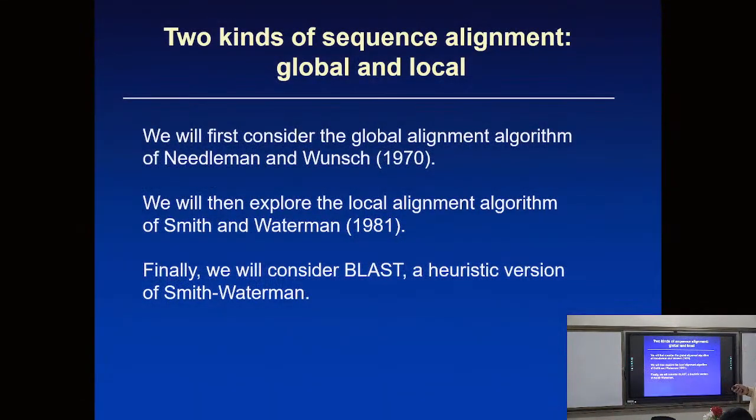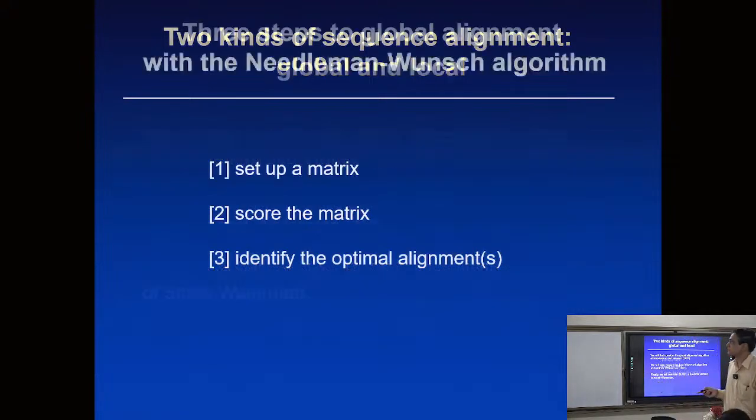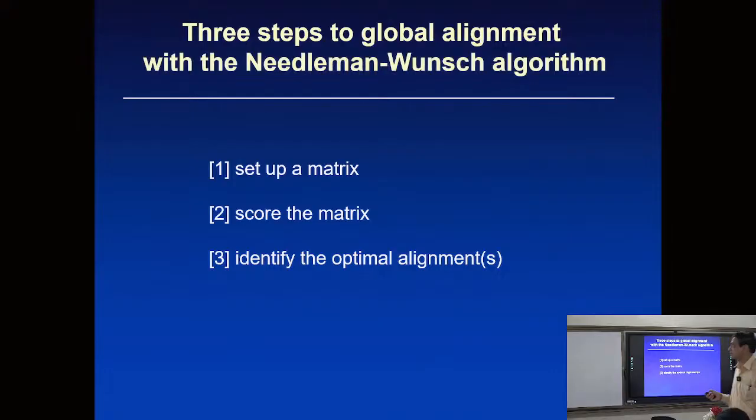So there are two types of sequence alignment. One is global and the other is local, and we discussed it. We will first consider the global alignment algorithm developed by two scientists, Needleman and Wunsch. So it is called the Needleman-Wunsch algorithm, also the global alignment algorithm. The second algorithm was developed by Smith and Waterman, and this is for local alignment. There are three steps to global alignment. The first step is set up a matrix, the second is score the matrix, and the third is find the optimal alignment.